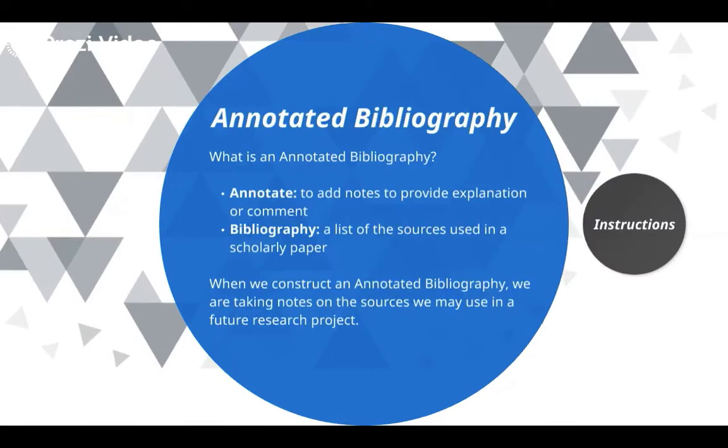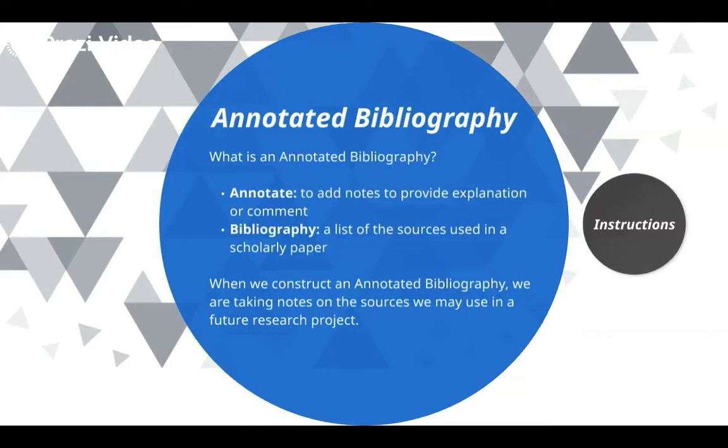What is an annotated bibliography? To annotate means to add notes to something to provide explanation or comment, while a bibliography is a list of the sources used in a scholarly paper or research project. When we construct an annotated bibliography, we are taking notes on the sources we may use in a future paper or research project, which can help us to determine if our sources are scholarly and even if we need to locate additional sources. Evaluating sources in this manner also helps us to better understand our overall topic and to see how we might piece together the information from all of our sources to produce the best possible draft of our research paper.